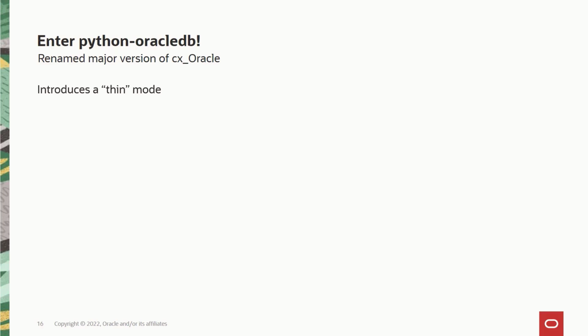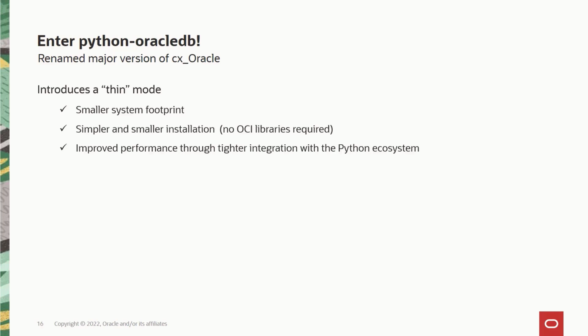The main highlight of this iteration is a thin mode that does not require Oracle client libraries, meaning the installation and configuration got much easier. Also, the thin mode takes up a smaller footprint than CX_Oracle, and the thin mode provides better use of resources and better performance through faster query atomics and reduced CPU usage because of its tighter integration with the Python ecosystem.